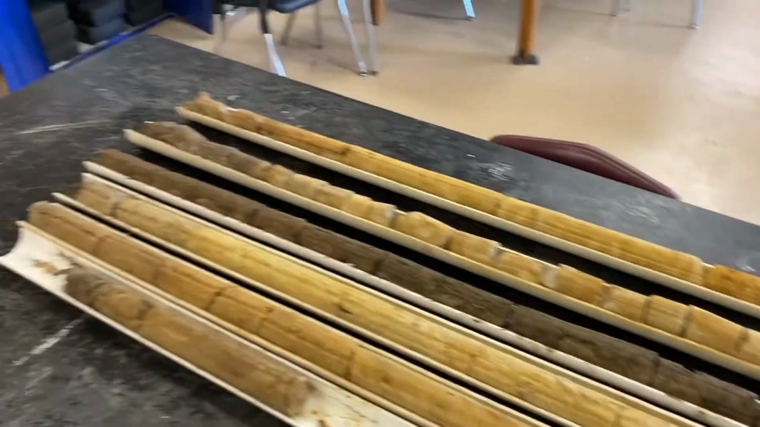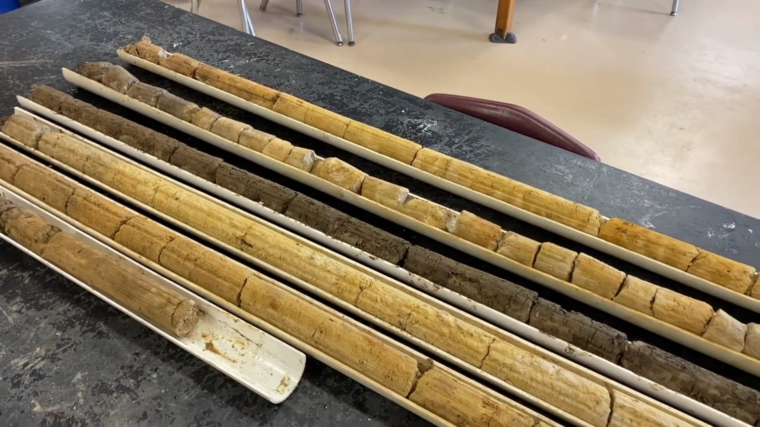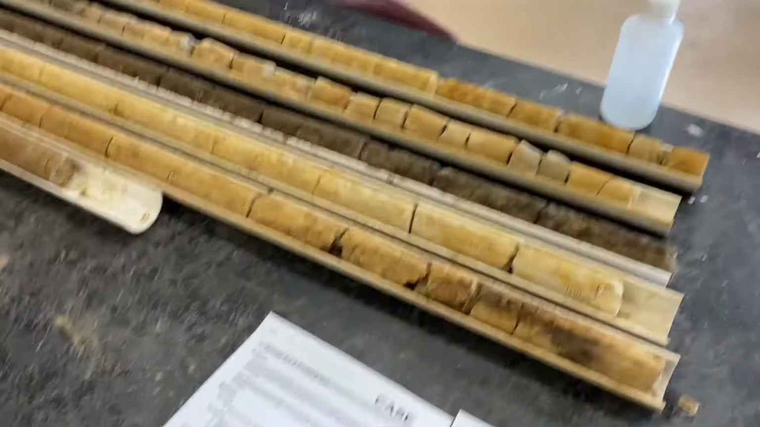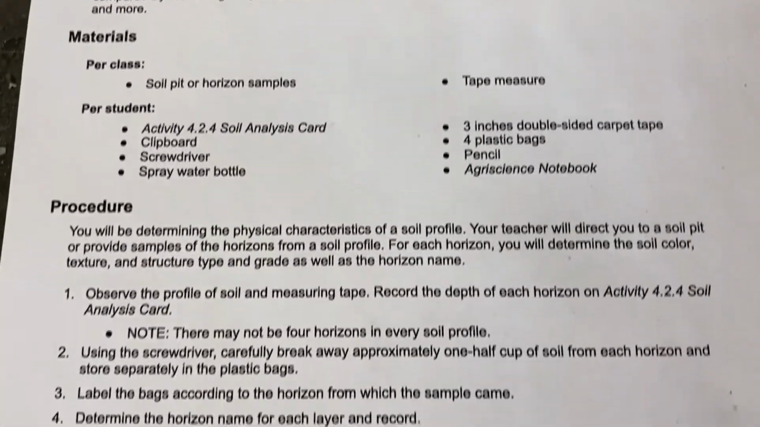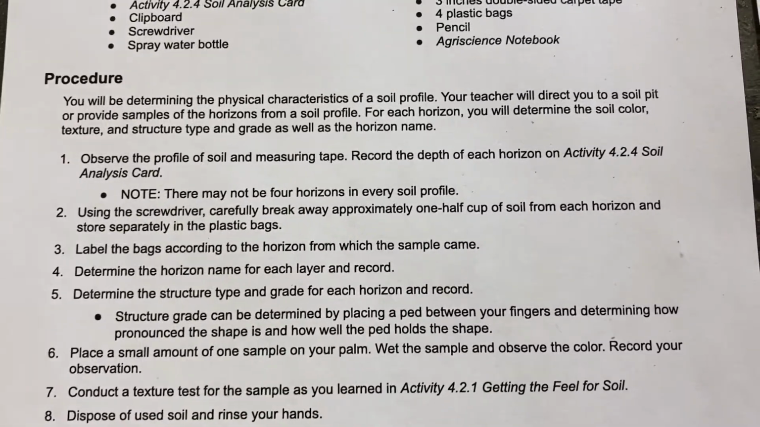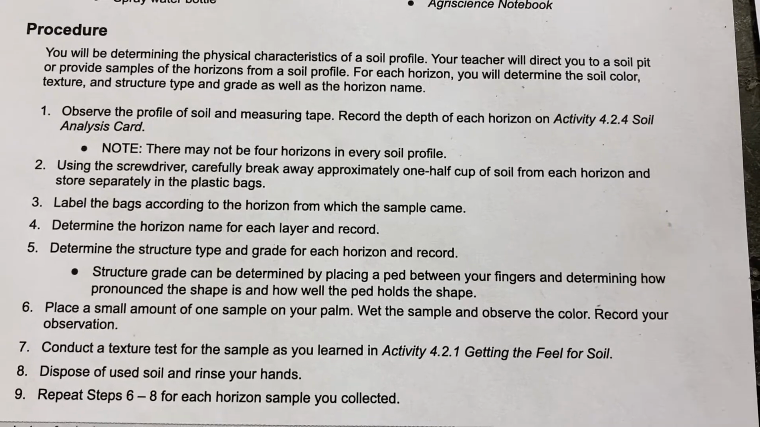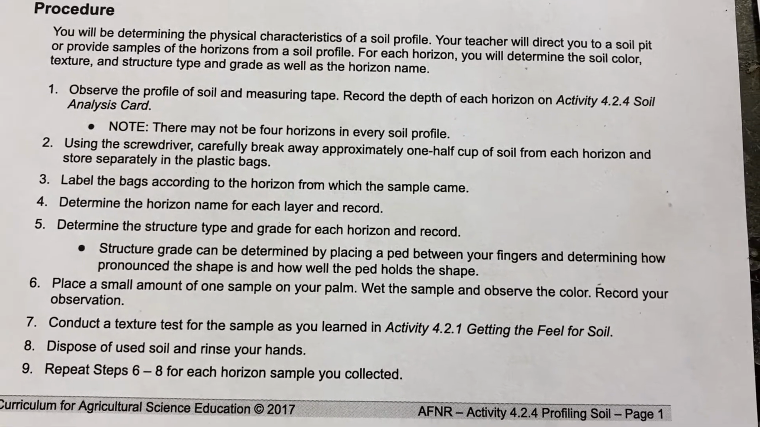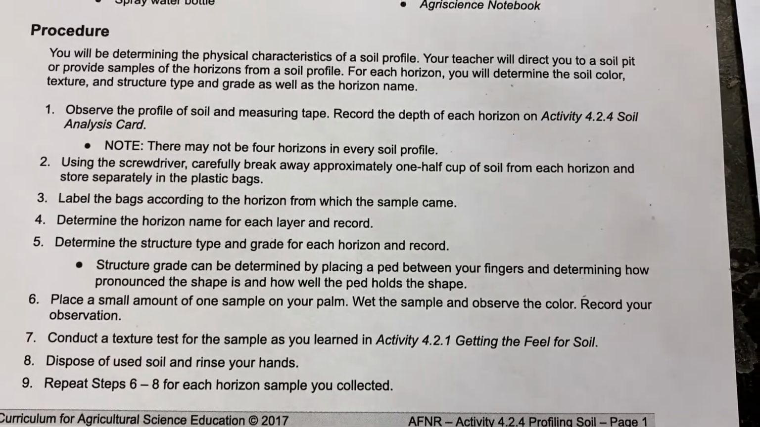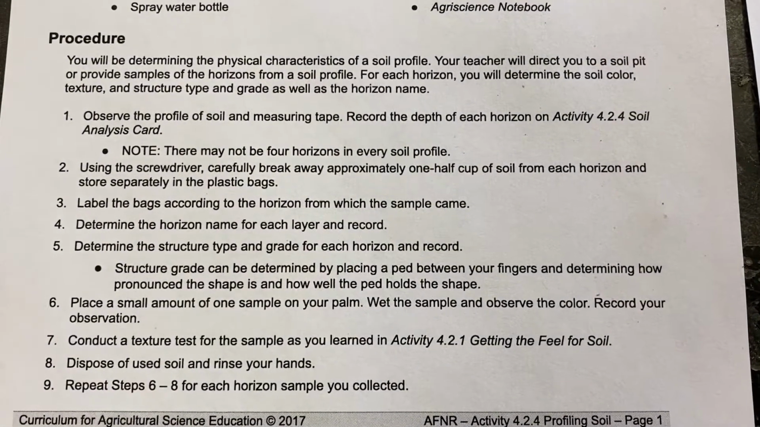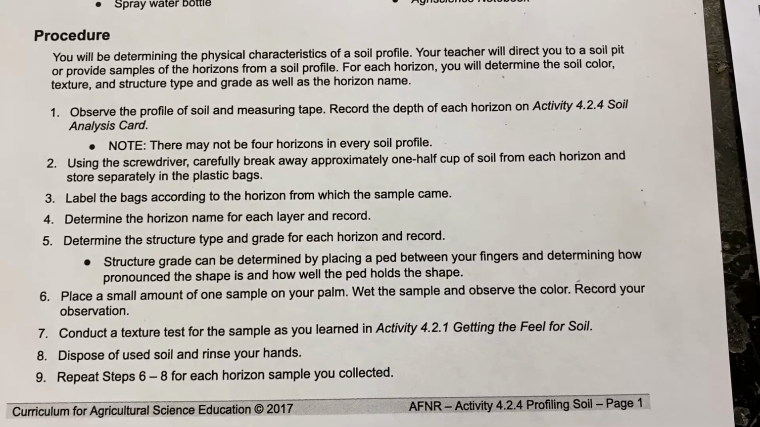So I have several soil horizon samples for you here that have been pulled from all over Kentucky by my soil scientist. And we're going to be determining the physical characteristics of the soil profile. Normally I would have you use a different sample, but we're just going to work on one together today. For each horizon, we're going to determine the soil color, texture, and structure type and grade, as well as the horizon name.